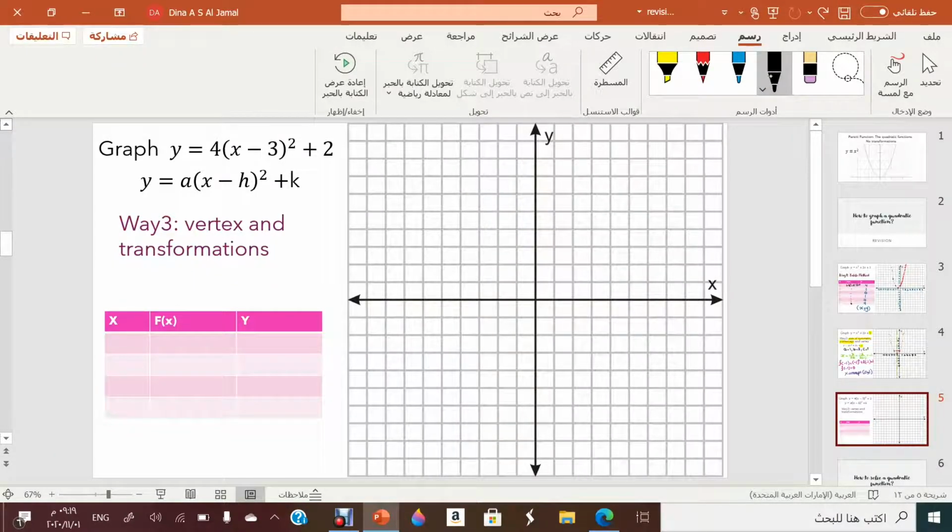So let's compare with the vertex form. A is 4 for me here. So as you can see, A is a positive value. That means your graph will be up, and it is bigger than 1. That means it will be stretched vertically.